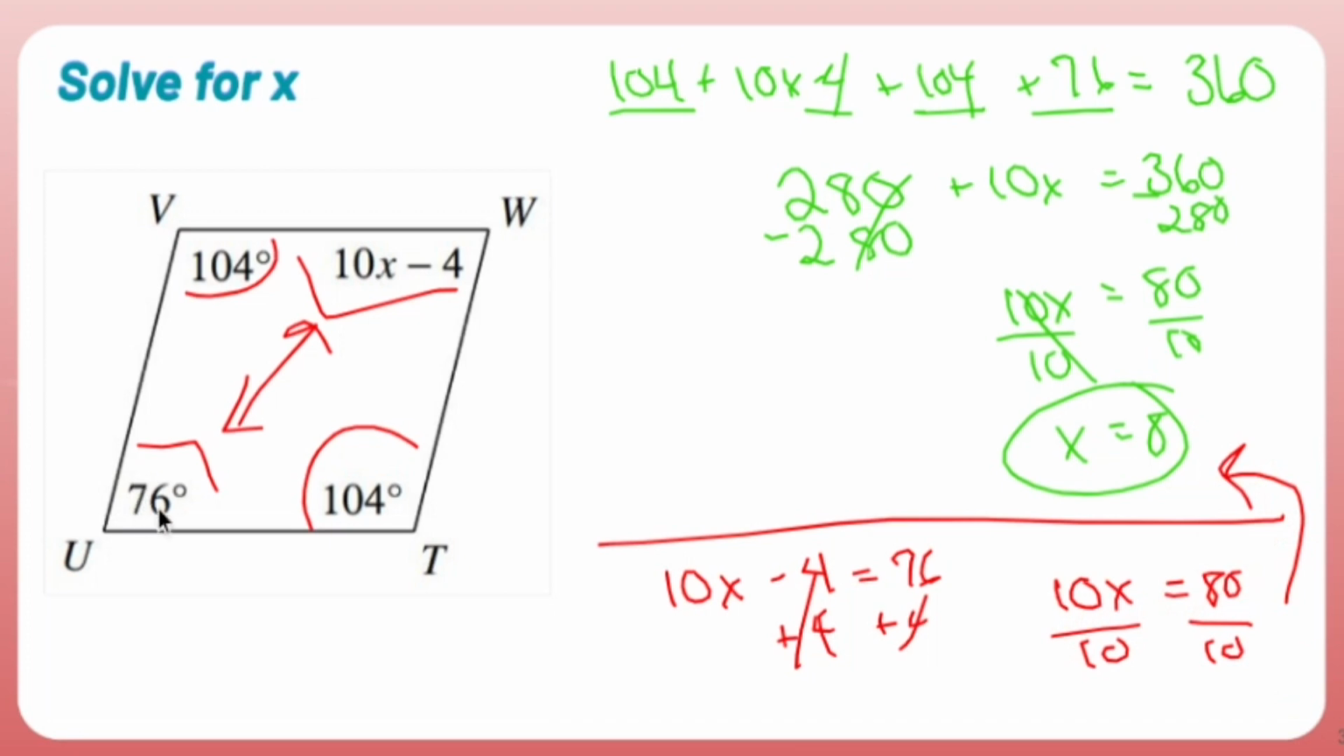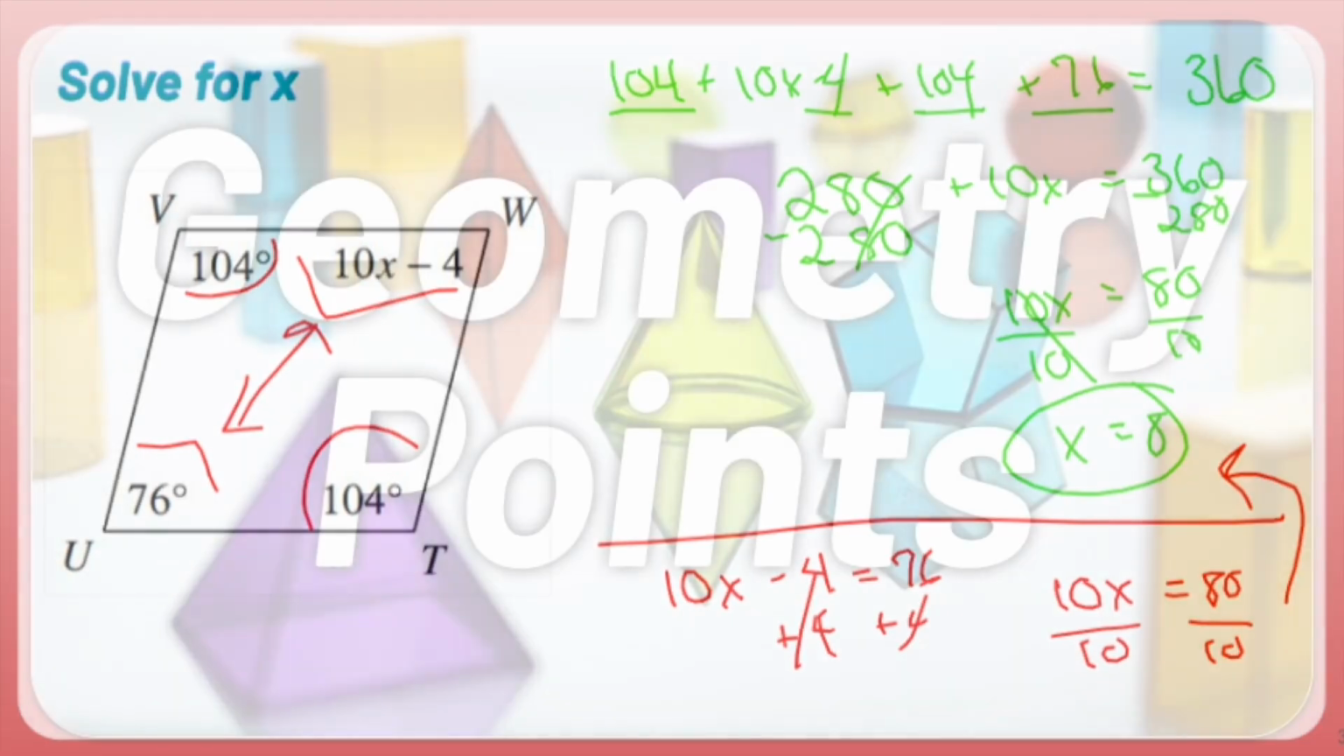10, 9, 8, 76ers. And two ways to do that problem. Both ways you'll get 8. 8, 8, 8 is great.